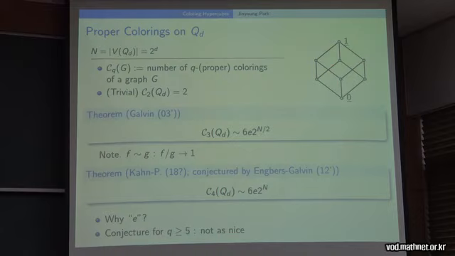Just out of curiosity, why is c_2(Q_d) 2 instead of 1? Why are we not just counting partitions instead of assignments of colors? The bipartition is the same, so it's the same partition. You color 0 red and then the others are given, or you color 0 blue.